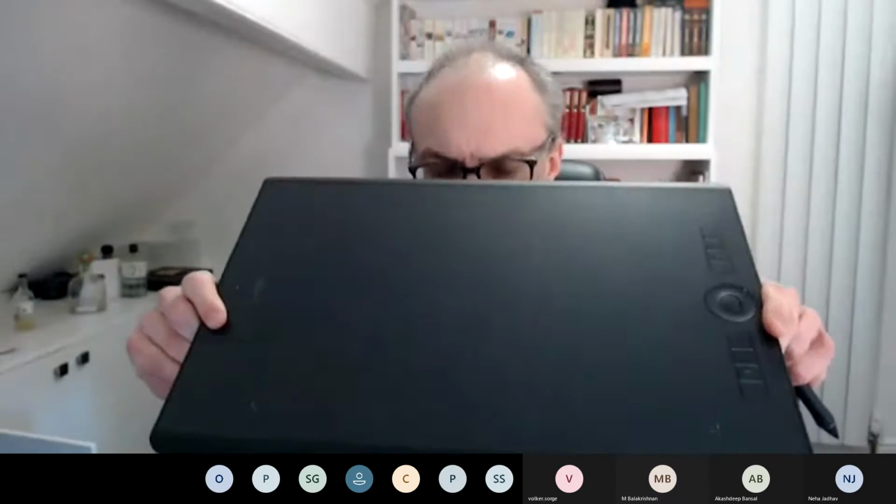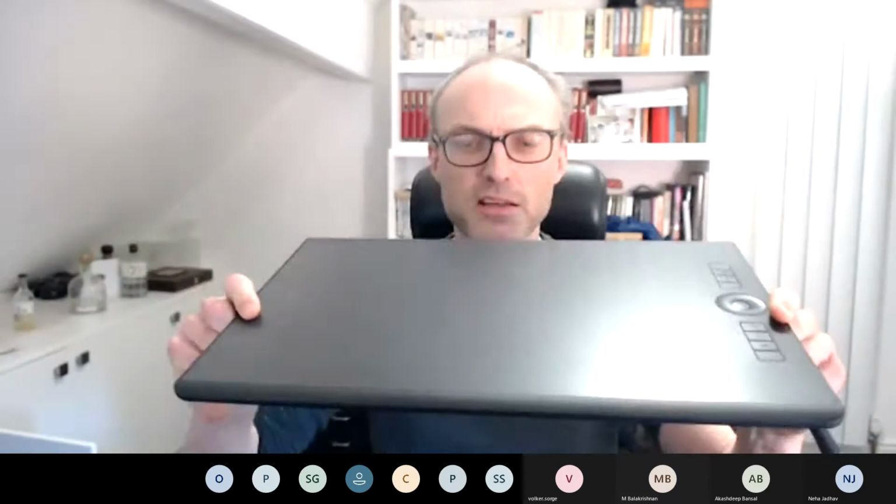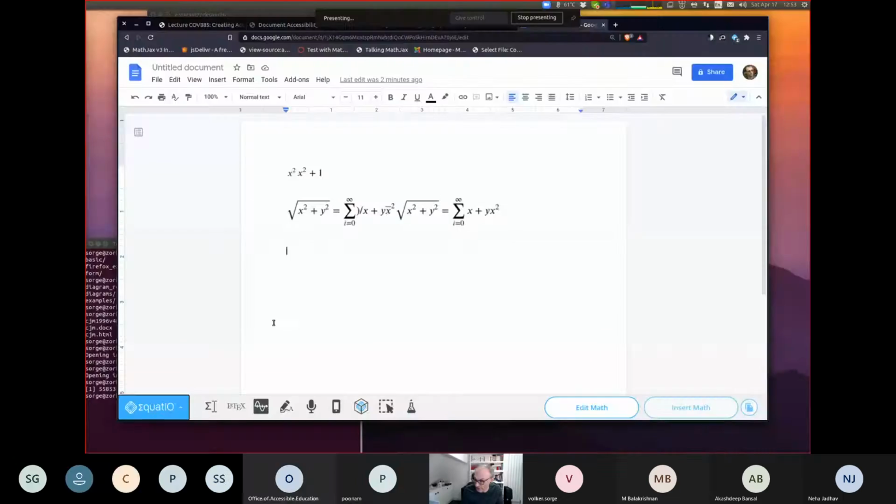For those of you who can't see it, I'll explain it in a bit more detail. So this is a Wacom tablet, an input device. It kind of works similar to a mouse, just that you have a big pen and you have a big tablet, which effectively corresponds to the size of your screen. Then obviously you can just write. It's much easier to do handwriting input on software like Equatio or any other handwriting input software.